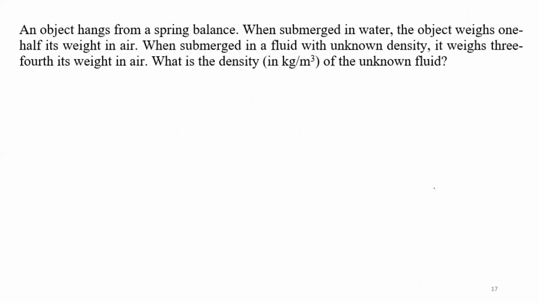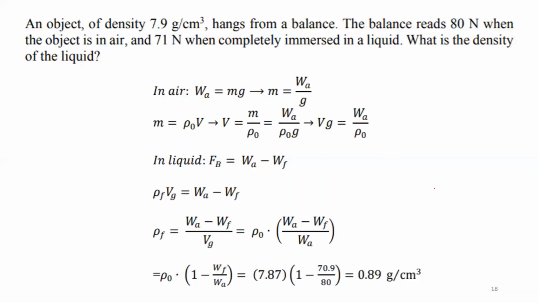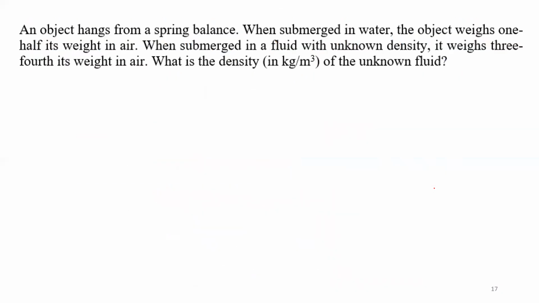Okay, let's solve this problem as well, which is very important. Okay, I think I will skip this problem maybe. Let's go to this one. What do we have? We have an object which is hanging from a spring balance. When submerged in water, the object weighs 1/2 of its weight in air. When submerged in a fluid of unknown density, it weighs 3/4 of its weight in air. What is the density of the unknown fluid?